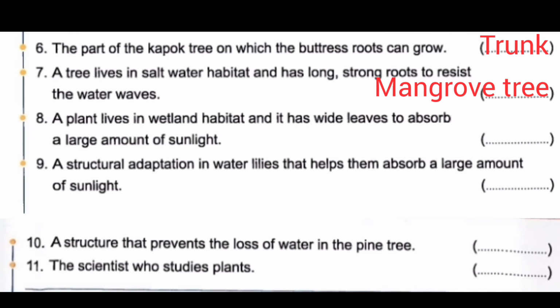Number 8. A plant lives in wetland habitat and it has wide leaves to absorb a large amount of sunlight. Water lily. Number 9. A structural adaptation in water lilies that helps them absorb a large amount of sunlight. Wide leaves.